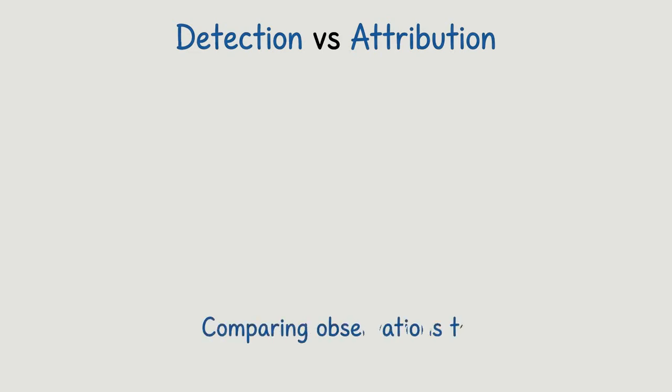Finally, be clear about what trend analysis can and cannot do. Detection asks whether change is real. Attribution asks why it's happening. Attribution requires comparing observations to physical climate model simulations. Trend analysis is a necessary first step, not the final word.